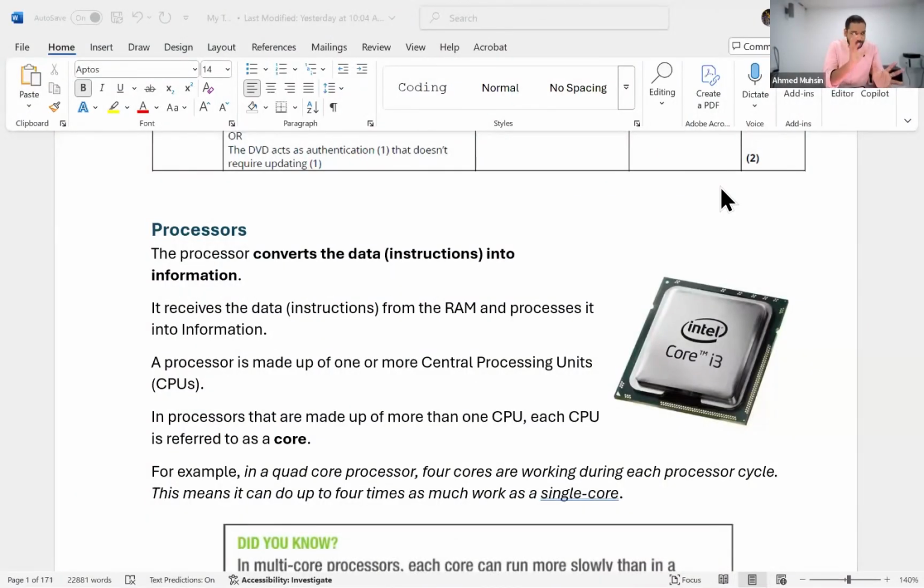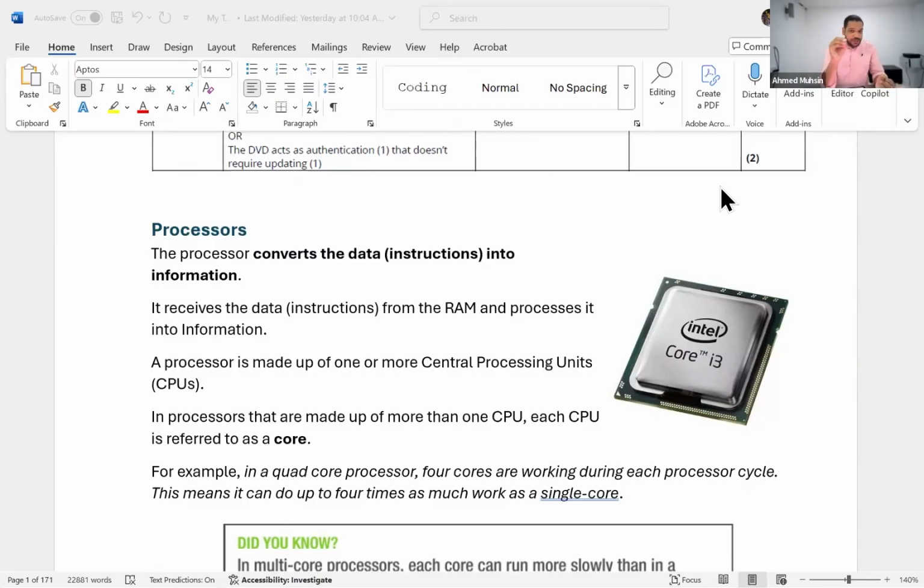Last time we stopped at your computer's processor. Can you give me, in simple terms, what your processor does? It converts data into information. Information is something meaningful. Could you tell me what data is? Raw facts, or an easier word for people to understand: instructions. Everybody okay with it?